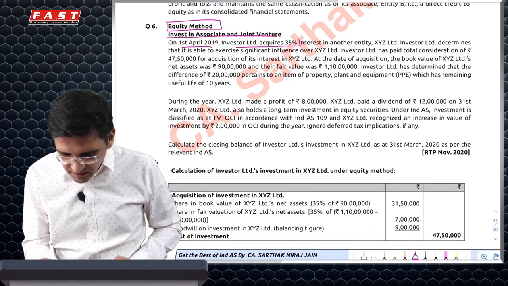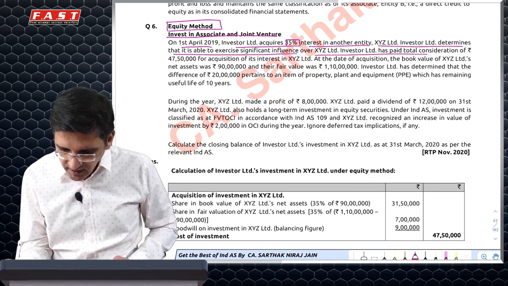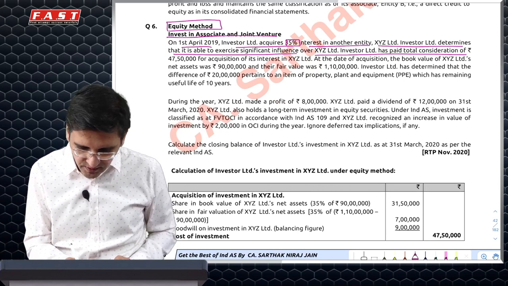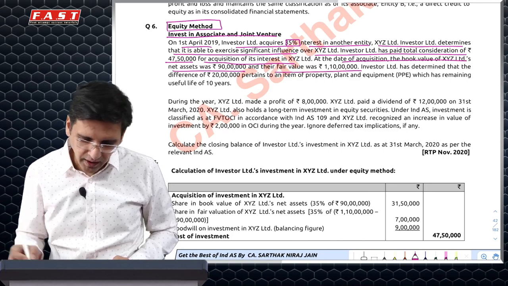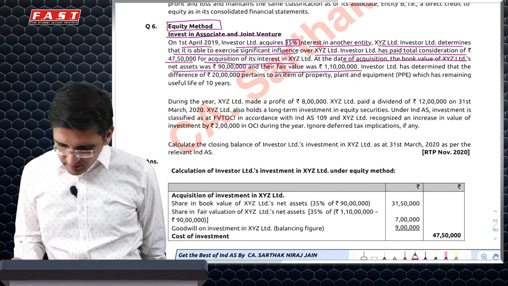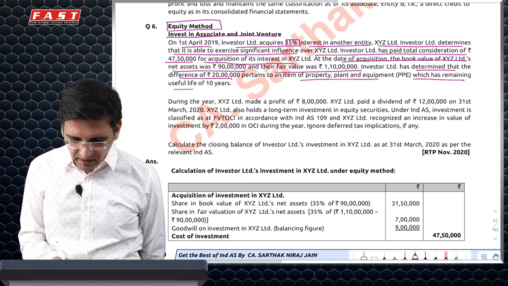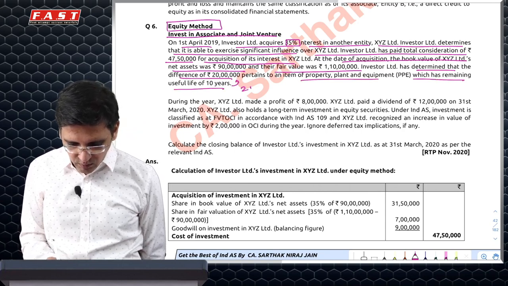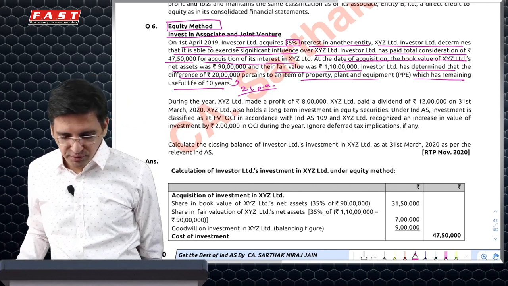On 1st April, a 35% interest was acquired in another entity XYZ, with significant influence, hence it is an associate, for 47,50,000. At the date of acquisition, book value was 90 lakh, fair value was 110, so we will consider it as 110. The investor has determined that the difference of 20 lakh is due to PPE. That means there will be a depreciation effect of 2 lakh per annum. So whatever is the profit shown by the associate, we'll have to further reduce it by 2 lakh per annum.